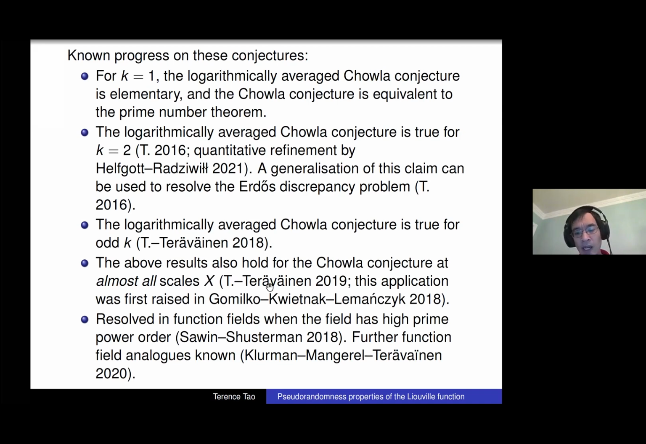And then there's some exciting progress in function fields. For example, Sawin and Shusterman, when the base field has prime power order p to the j for some large j, prove a lot of things. They can prove the Chowla conjecture, the prime tuples conjecture, and a bunch of other things too. But the method is very specific to function fields. Many of these previous arguments can also be adapted to function fields, and there's recent work of Clément, Mangerel, and Teräväinen that does that. But even k bigger than 4 is still open.